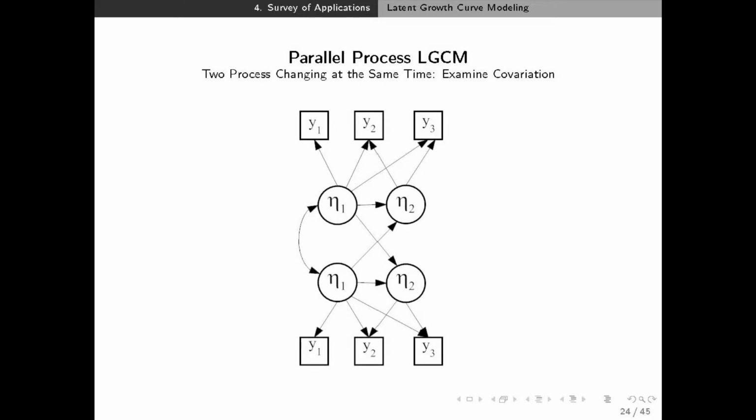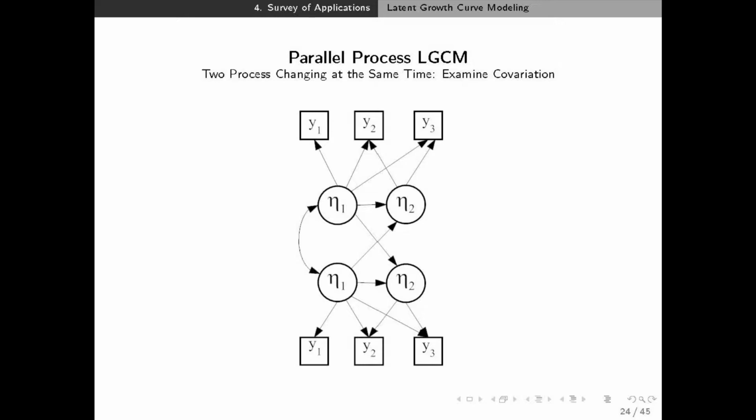So here's an example of a parallel process latent growth curve model. This came up in our work group today. We've got a group that's interested in looking at how two things change over time. So here's one process called Y1, Y2, Y3. So here's 3 repeated observations. Here's another one labeled Y1, Y2, Y3. Maybe I should change these to X1, X2, X3. That might be more helpful. But it's a twin study. It's a twin study. Thank you.